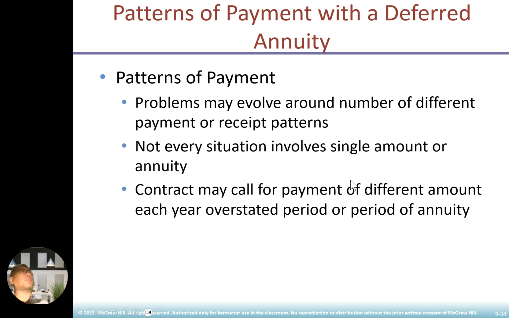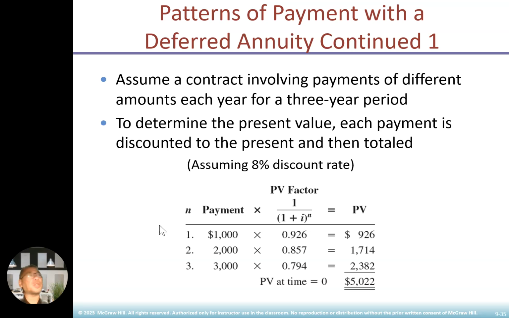In terms of payment patterns, for deferred annuity, the problem may revolve around a number of different payment or receipt patterns. Not every situation involves a single amount or an annuity. A contract may call for payment of a different amount each year of a stated period or period of annuity. Assume, for example, a payment of a different amount each year for a 3-year period. To determine the present value, discount each payment to present value and total, assuming 8%.